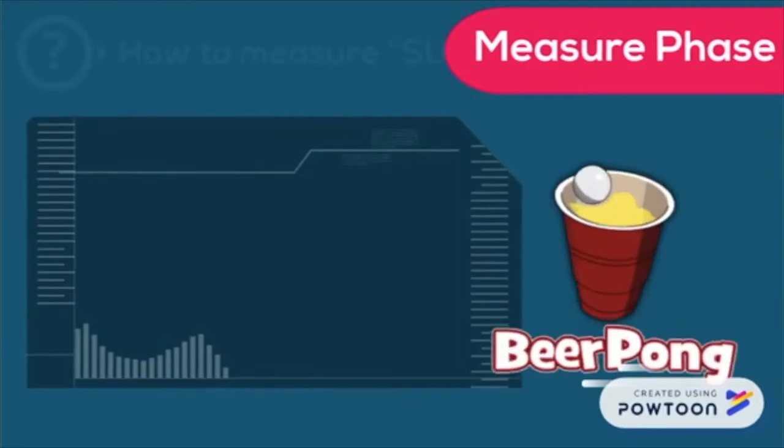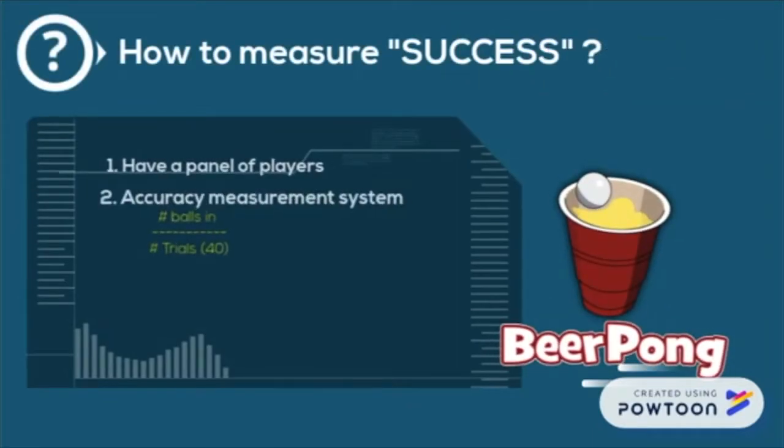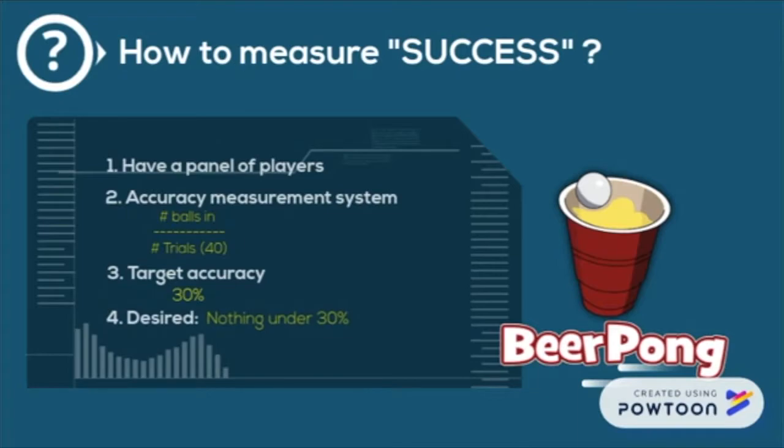Measure phase. First, how to measure success? Well, we have a panel of players, a rating system, which is the number of balls in the cup divided by the number of trials. Our target is to get 30% success for each player, and what is desired is to get nothing under 30%.